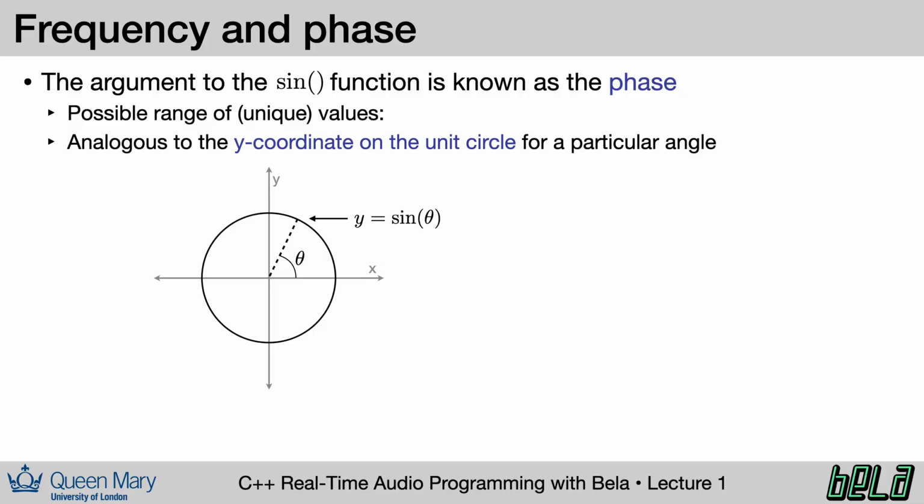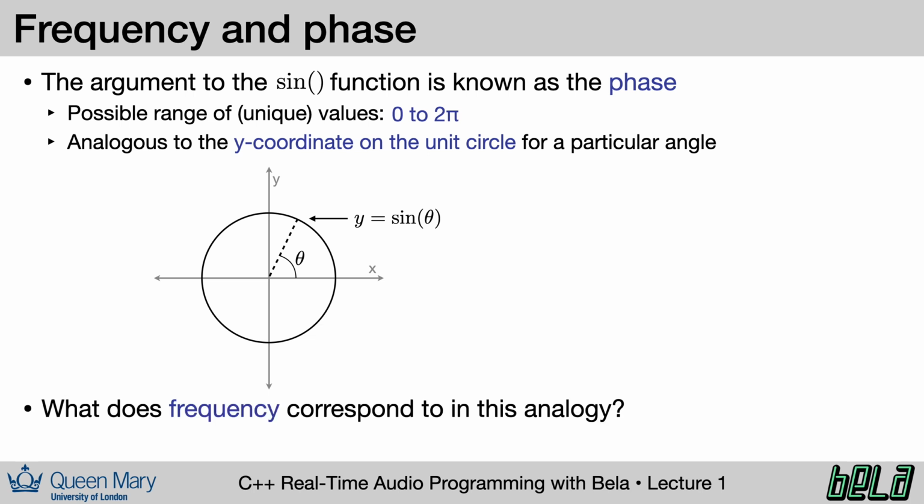The reason that this is happening has to do with the phase of the sine function. Sine takes a range of values between 0 and 2 pi. The geometric intuition here is that the sine function is giving you the y or vertical coordinate on the unit circle corresponding to that particular angle. So in that analogy, what does frequency correspond to? We're generating a sine wave that has a particular frequency. What does that mean with respect to phase?